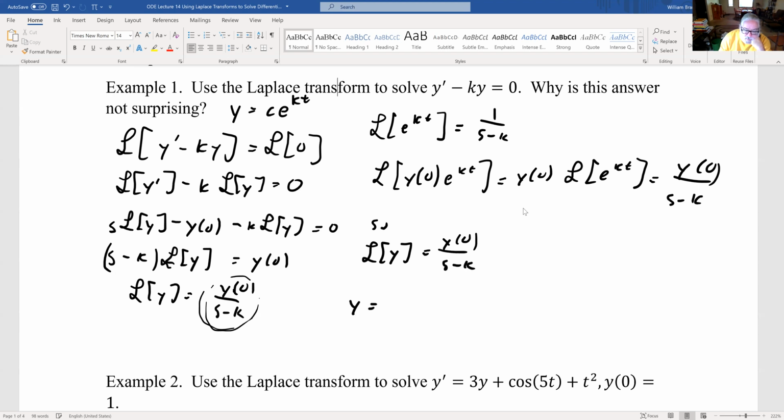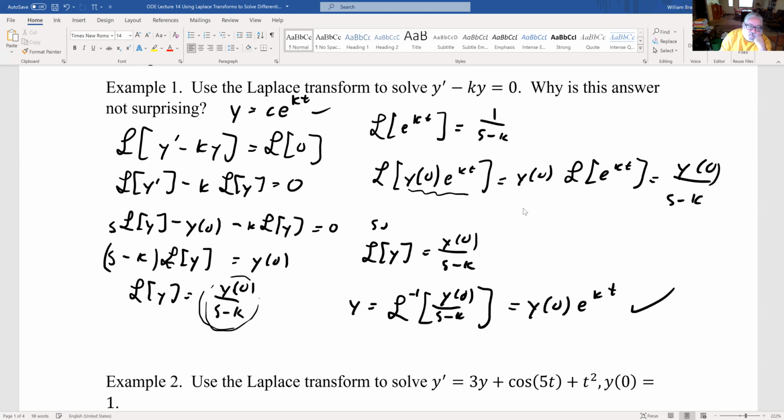So what is y? y is the inverse Laplace transform of y of 0 over s minus k. And we know that that is this function here, which is what we wanted, right? That's what we should get. Good.